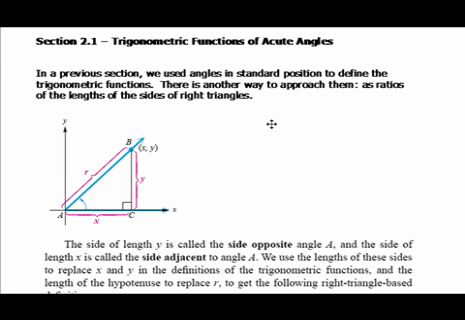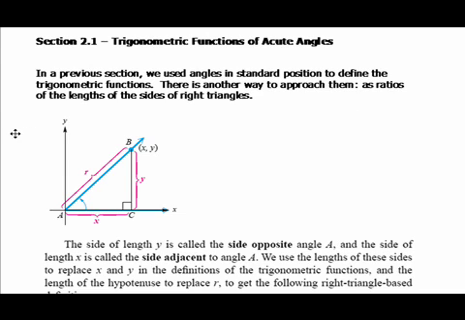The second way that we're going to take a look at these 6 trig functions is in terms of lengths of sides of a right triangle. The final method that we'll use later on, we'll take a look at the relationship between your trig functions and what we call the unit circle.